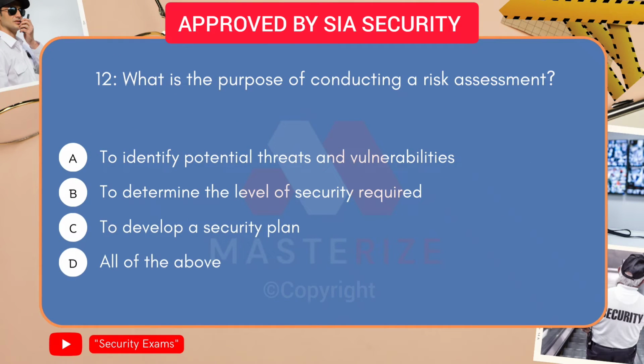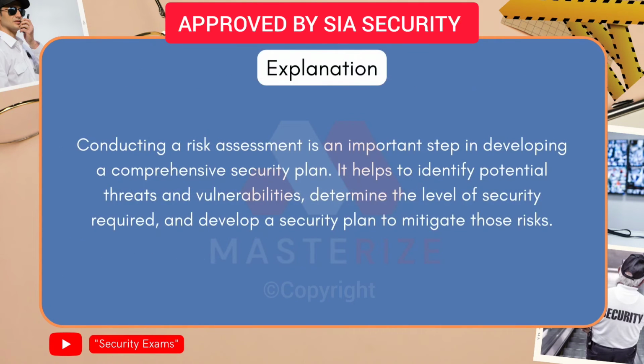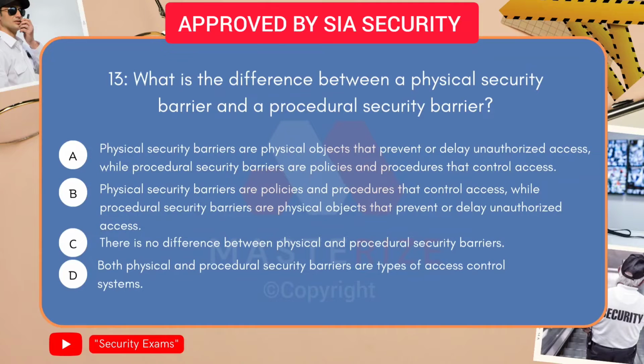To identify potential threats and vulnerabilities, to determine the level of security required, to develop a security plan, all of the above. Answer: all of the above. Explanation: conducting a risk assessment is an important step in developing a comprehensive security plan. It helps to identify potential threats and vulnerabilities, determine the level of security required, and develop a security plan to mitigate those risks. What is the difference between a physical security barrier and a procedural security barrier?